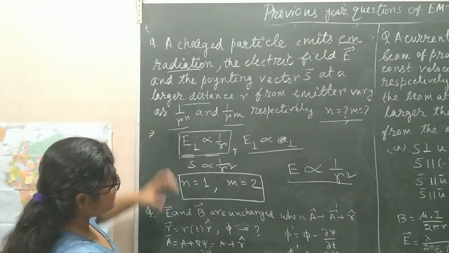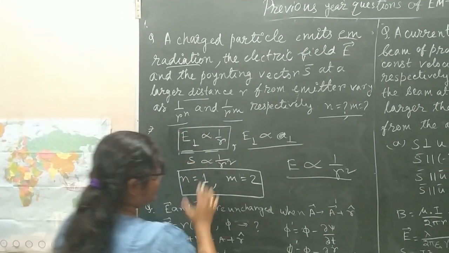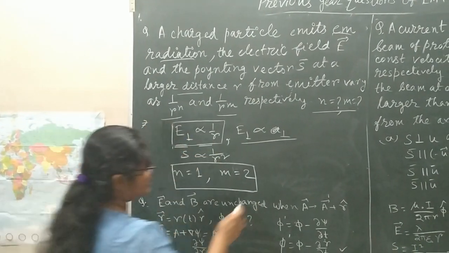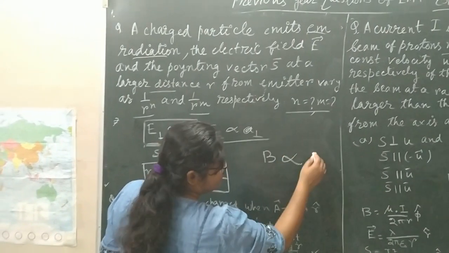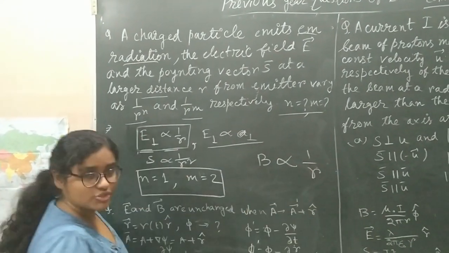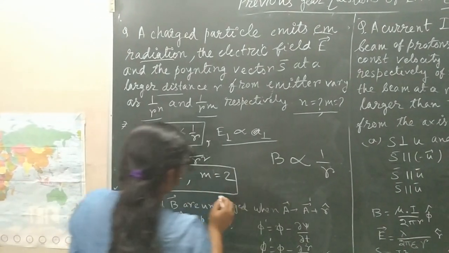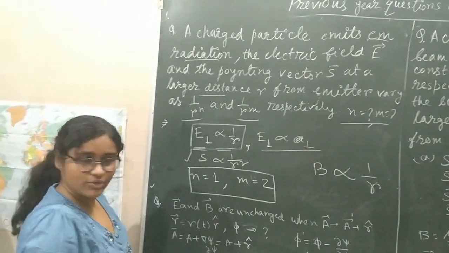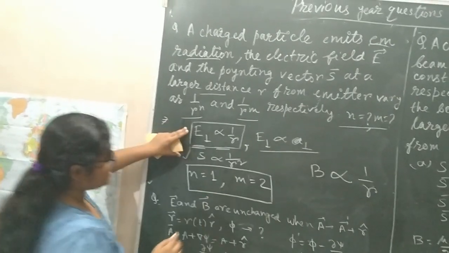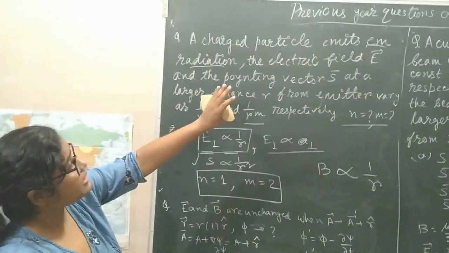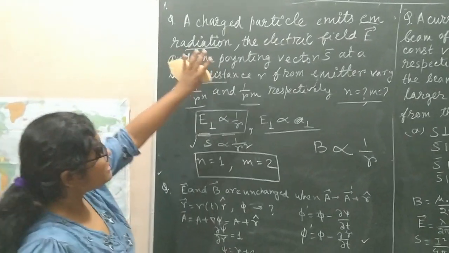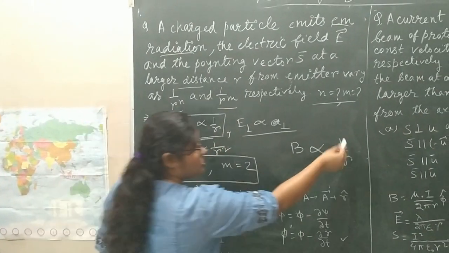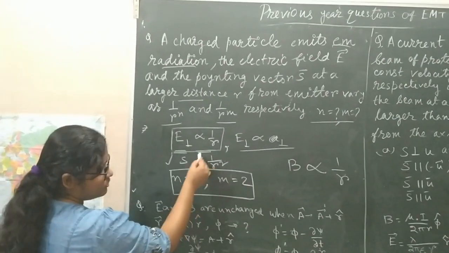So you have to make the conclusion that the electric field is proportional to 1 by r, and similarly the magnetic field will be proportional to 1 by r because B equals E by c. So the Poynting vector, proportional to E cross B, will be proportional to 1 by r square. So whenever a charged particle emits electromagnetic radiation, the electric field will be proportional to 1 by r, the magnetic field proportional to 1 by r, and the Poynting vector proportional to 1 by r square.